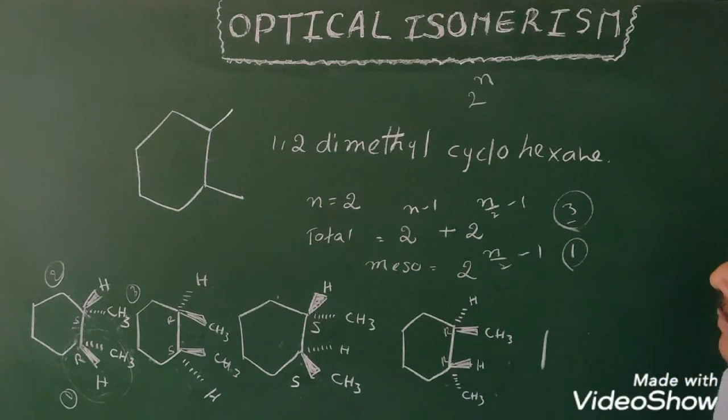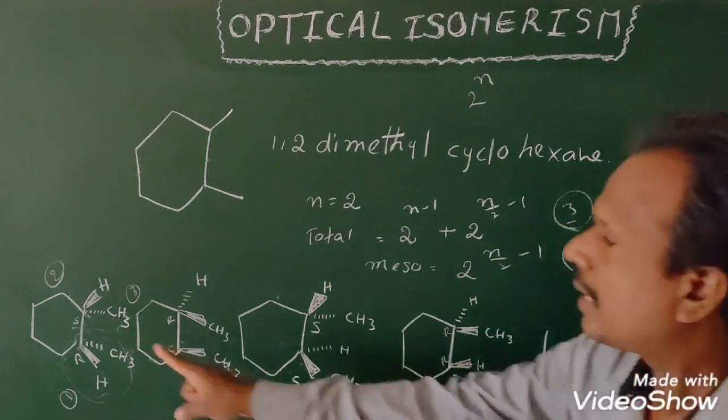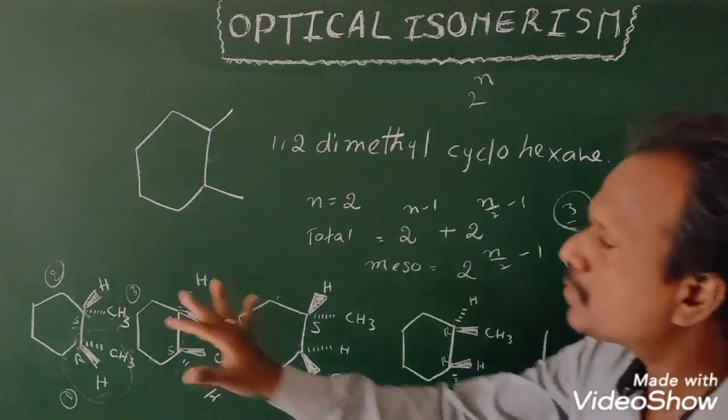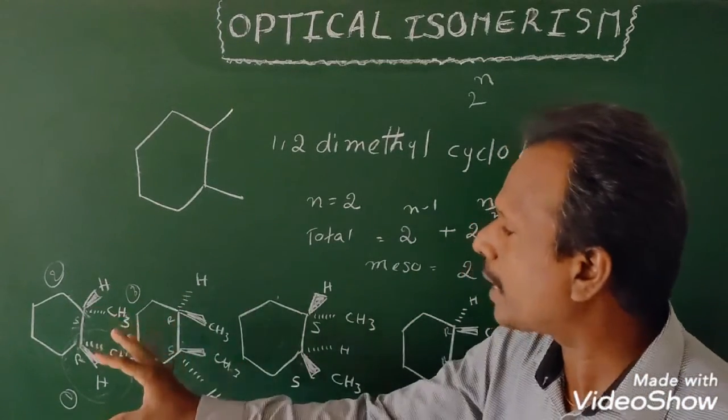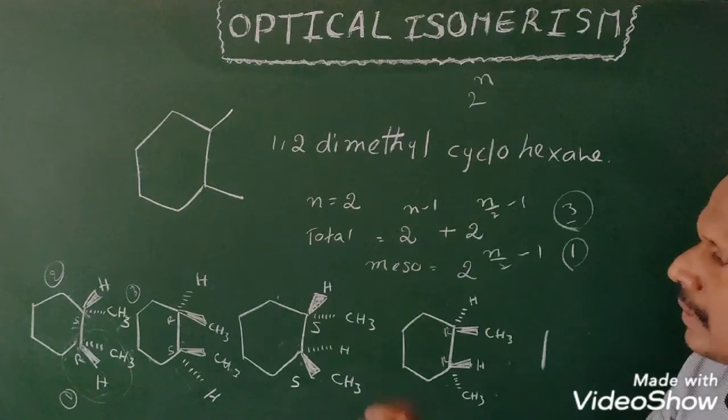Here, how can I identify the meso compound? Identical chiral carbons with opposite chirality is a meso compound. These two are the same. Meso compound has no mirror image. These two are not mirror images. Meso compound is optically inactive and does not have a mirror image.